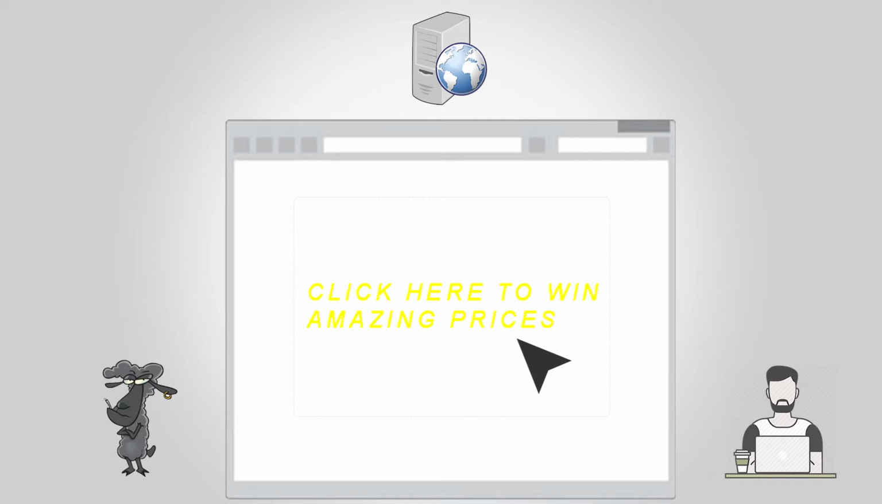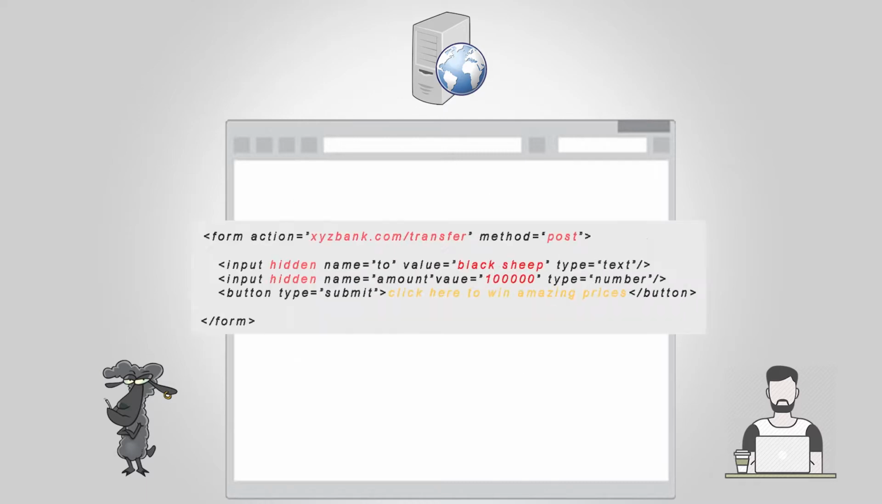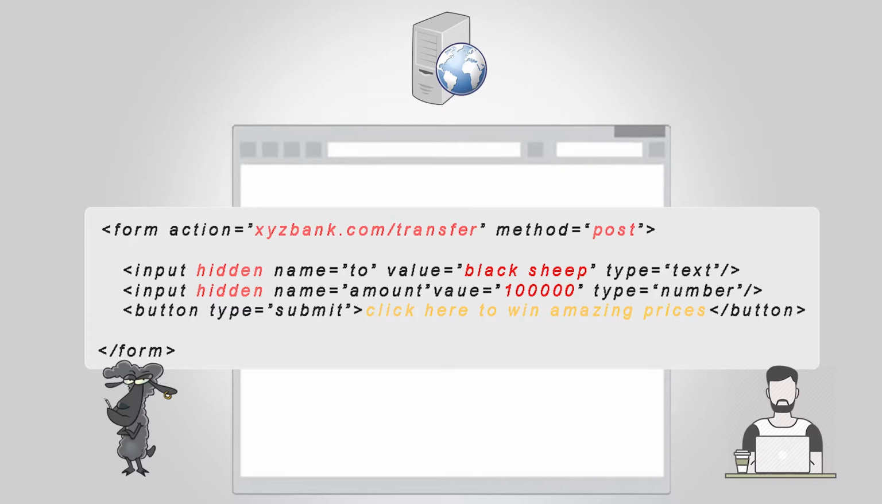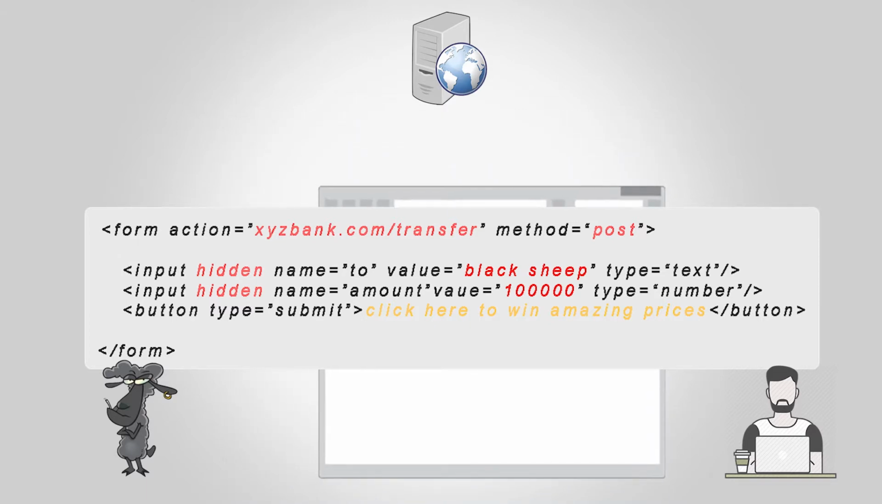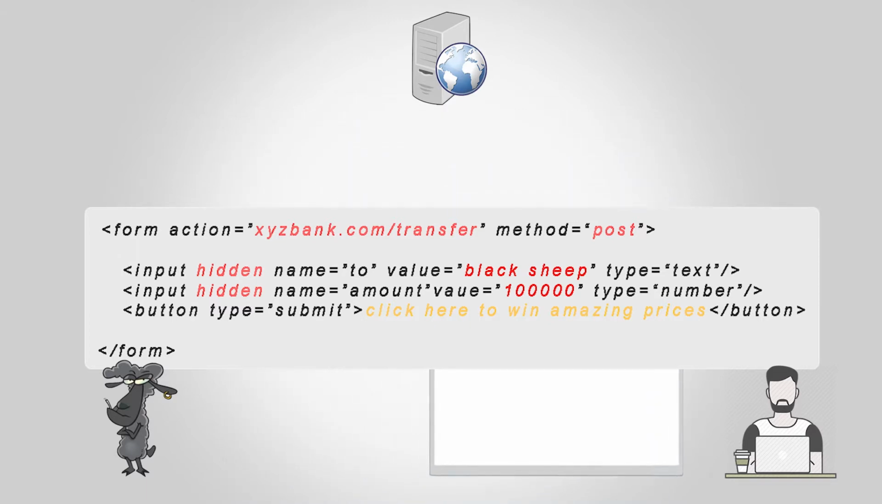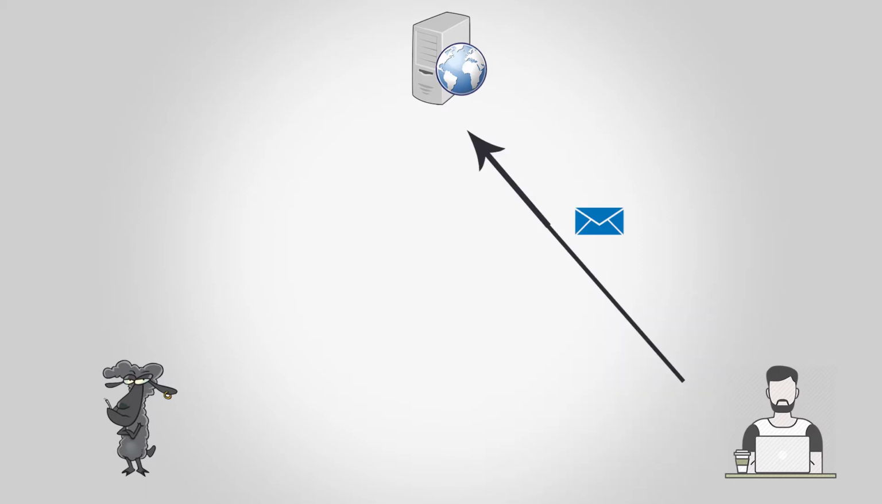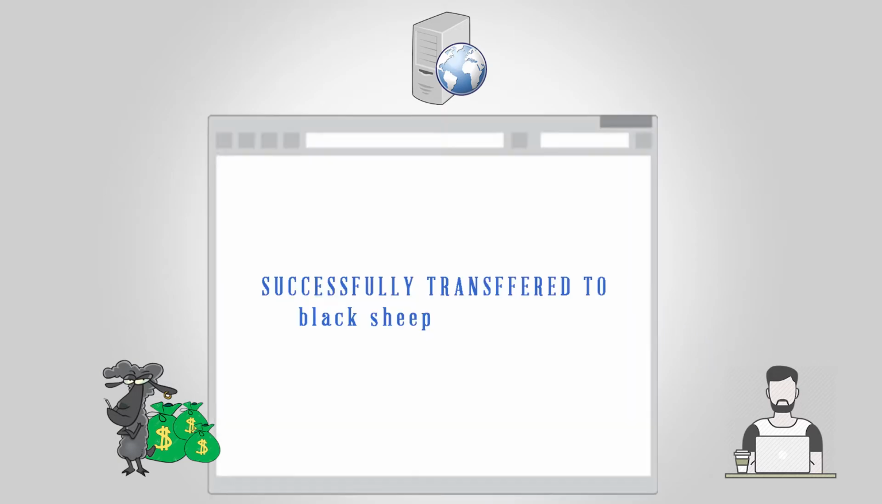But something you didn't know was that the hyperlink is actually a hidden form. This is in fact a transfer request to the same bank, that is xyzbank.com, to Blacksheep's account. So xyzbank.com does not have a CSRF prevention mechanism. As it doesn't have this prevention mechanism, any request that is coming to it will be treated as a legitimate one. Now you are the victim of cross-site request forgery.